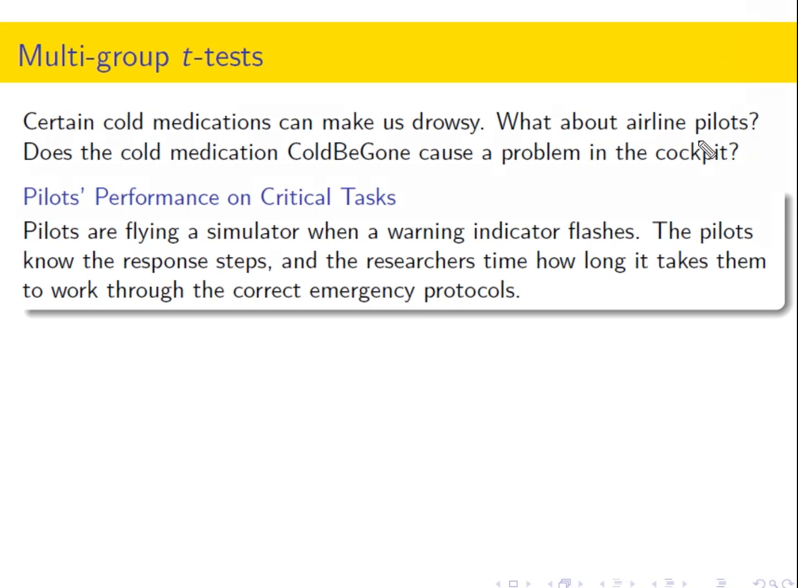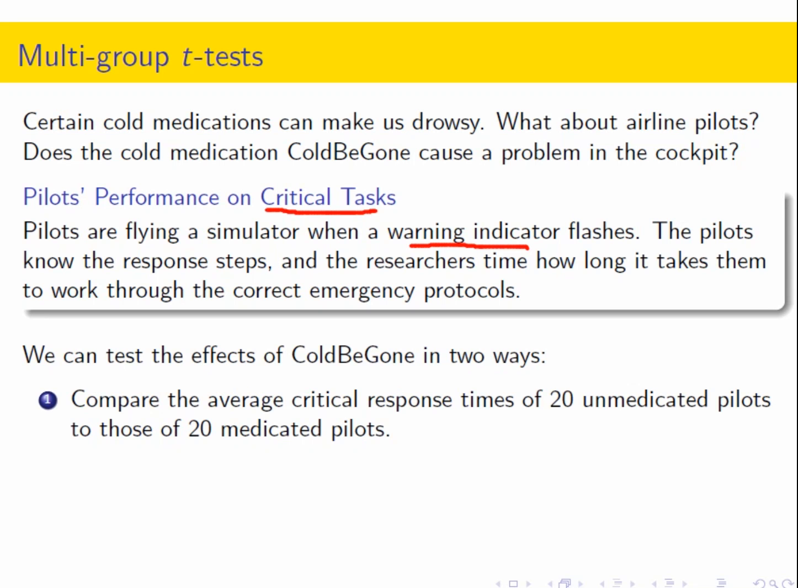So the researchers are going to develop a series of critical tasks. They're going to time the pilot. The pilot sees a warning indicator and has to quickly go through the response steps, right? And the researchers time how long it takes them to work through the correct emergency protocols. Okay, so there's 2 ways to approach this.